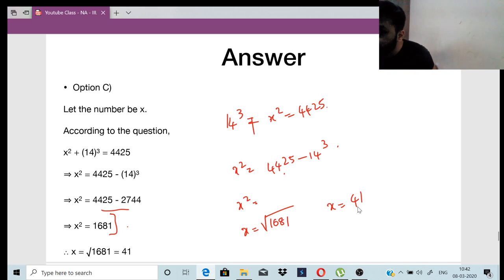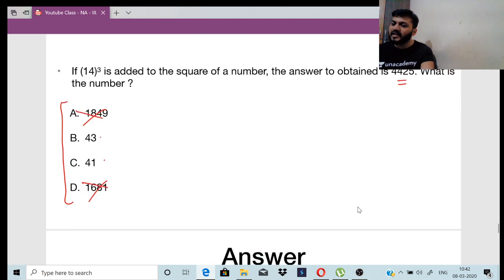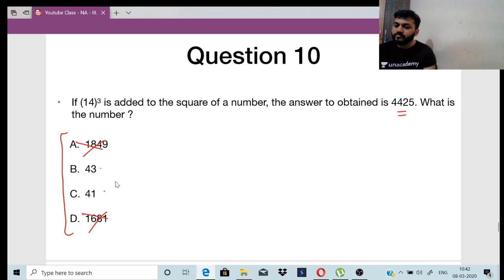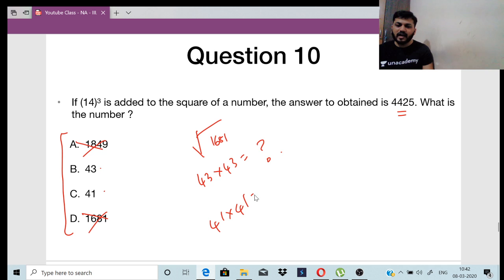Why have I given this question? Yes, the unit digit logic worked out here. It is simple, but without a calculator it is tough. You won't be getting a calculator in your exams, like the RINL exam, CIL. That is why I have told you this. See the options. Option A or D will not be the answer. Formulate one, you will get this as 1681. So do this: 43 into 43, what answer will you get? 41 into 41, what answer will you get? 41 into 41 is 1681. So option C. You understood now? Without a calculator, it will be tough.